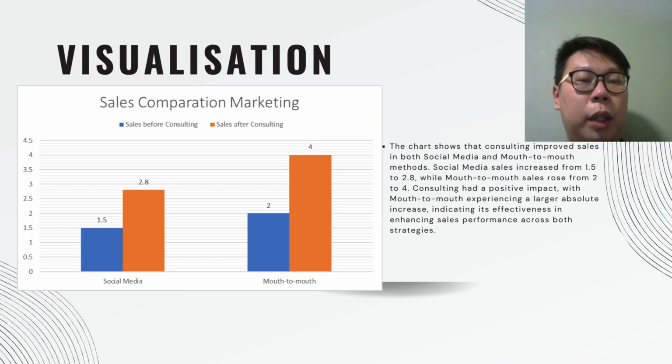Next, we're coming to the visualization. Here, we're talking about the sales comparison in marketing, with the sales before consulting and sales after consulting. The chart shows the effect of consulting on sales performance through two marketing methods. First, social media and word of mouth marketing. First, the social media sales increased from 1.5 to 2.8, indicating that consulting interventions significantly enhanced the effectiveness of social media strategies in driving sales.